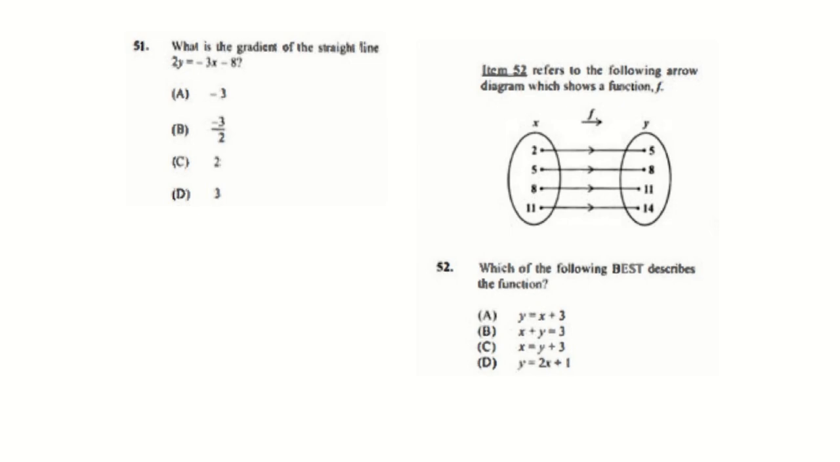Number 51, what is the gradient of a line? This is pretty easy. You carry across 2, so y is equal to negative 3x minus 8 all over 2. That's negative 3 over 2. That's B. Item 52, oh, this is another repeated question. Y is equal to x plus 3, I believe. 2 plus 3 is 5, 5 plus 3 is 8, 8 plus 3 is 11, so the answer was A. And that is the end of May, June 2018.